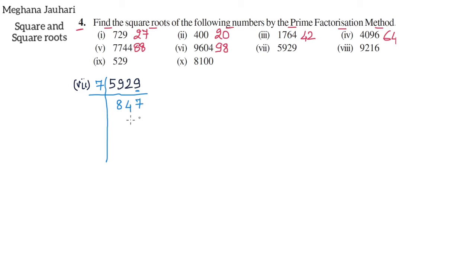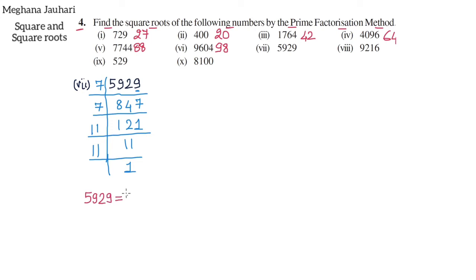And this number is again divisible by 7. So 7 times 1 is 7, carry 1, 14. So 1 2 1. Understood? And now we immediately see that 121 is a square of 11, right? So we will write 11 times 11 is 121, and then 11 times 1 is 11. Clear?